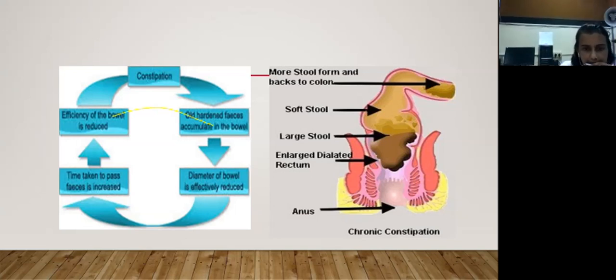So we've got this enlarged and dilated rectum at the end. With chronic constipation, there's the anus, the enlarged and dilated rectum, and a large amount of stool there. On top of that, we've got the soft stool, and more stool gets accumulated in the back passage and goes back into the colon. And that's where we get overflow diarrhea. When the hard stool comes out, you get the watery and soft stool contents coming out. Next slide.